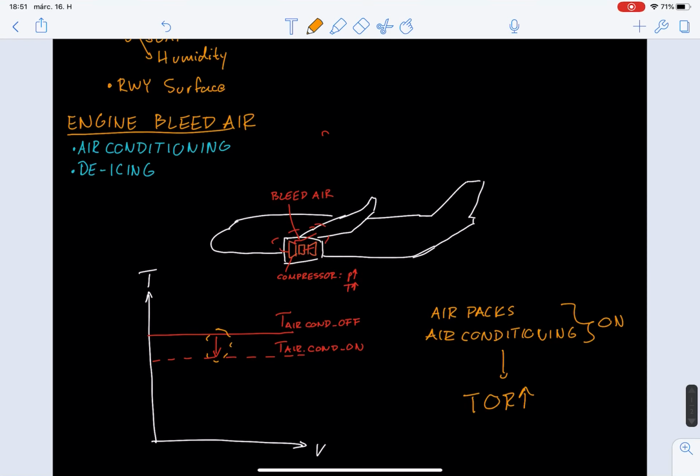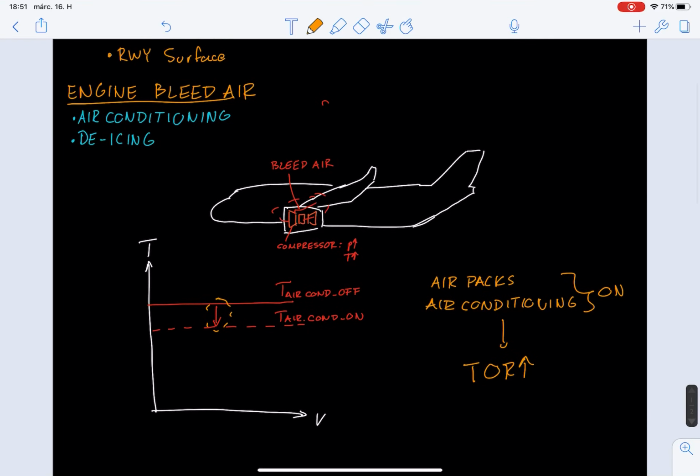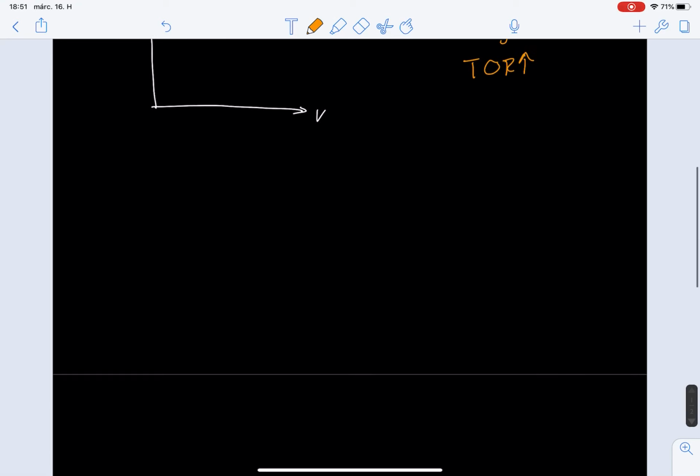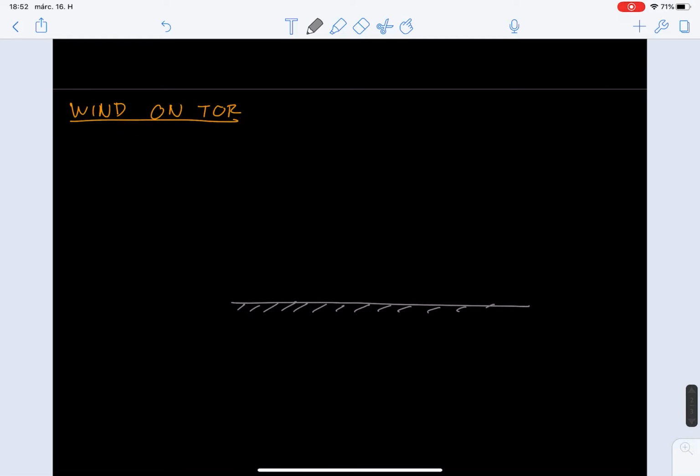Okay, so that was one of the things which we needed to talk about. The second one, which we partly touched on, is the effect of wind on the takeoff run. Simply speaking, this has already been mentioned generally, but let's just go through it again.